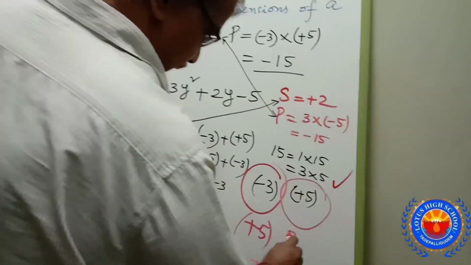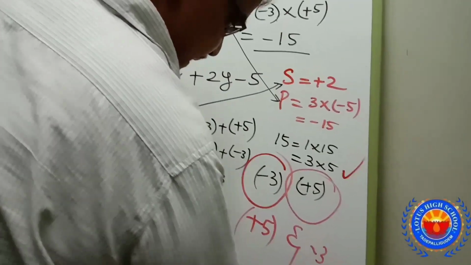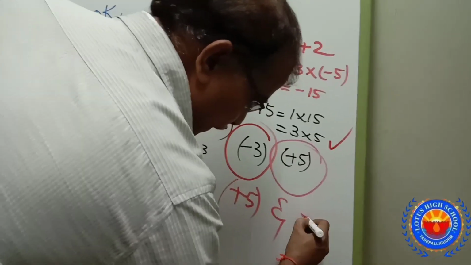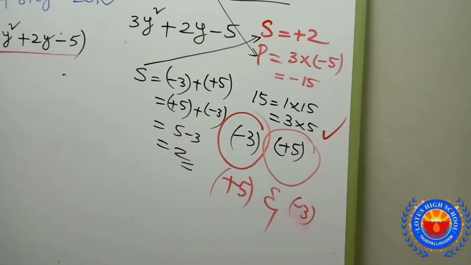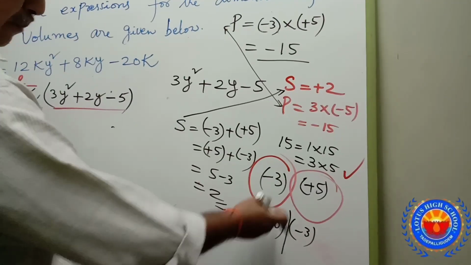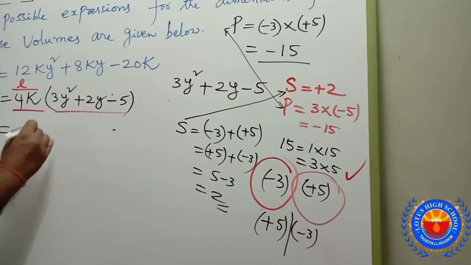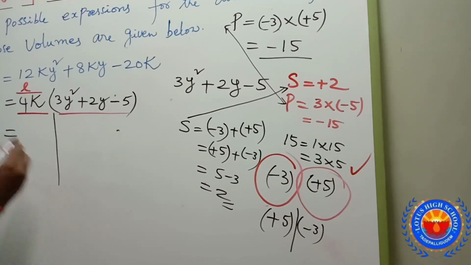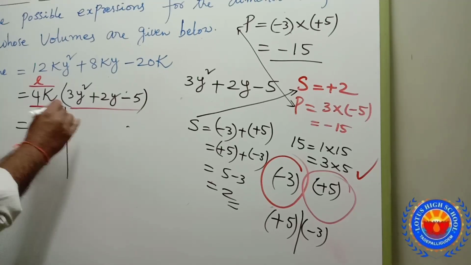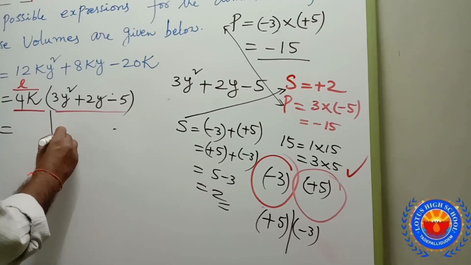The numbers are plus 5 and minus 3. This part I am going for factorization. So already 4k, I will write later.